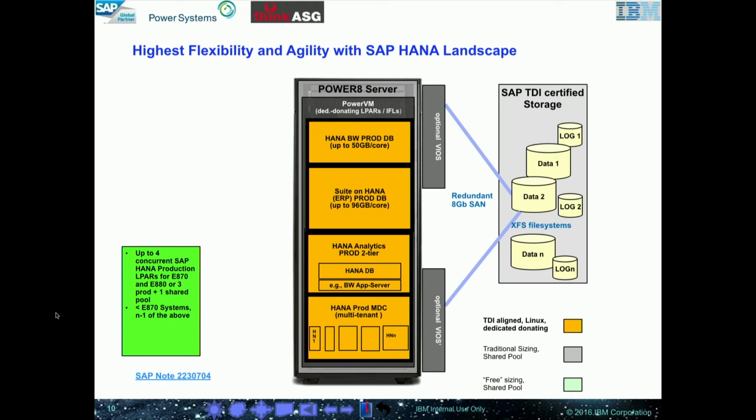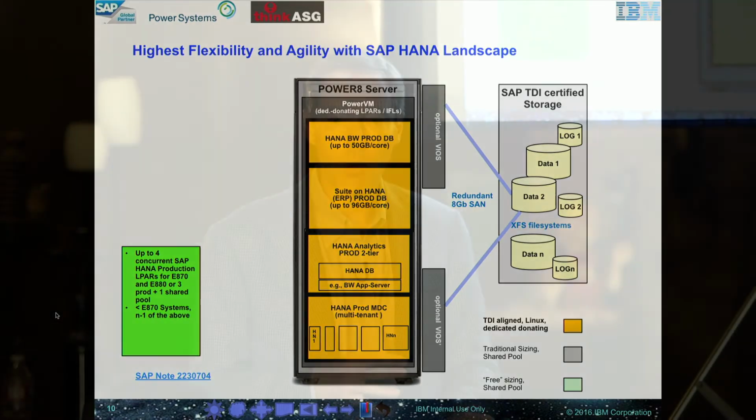The minimum size of these are 4 cores, maximum size is 96 cores. And there are different ratios based on whether it's BW or whether it's Suite on HANA or S4 in terms of the memory to core ratio. But this is essentially how we build out systems. It's highly granular. You can change on a per core basis. So if you're running with 20 cores and you want 5% more capacity, you add an extra core. Or you could take away.